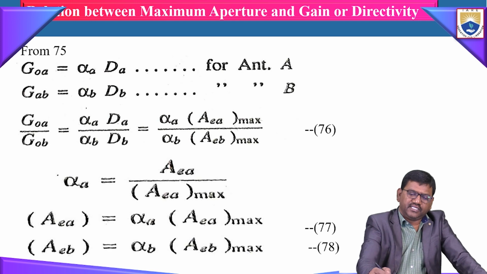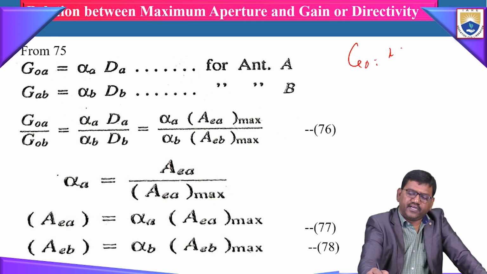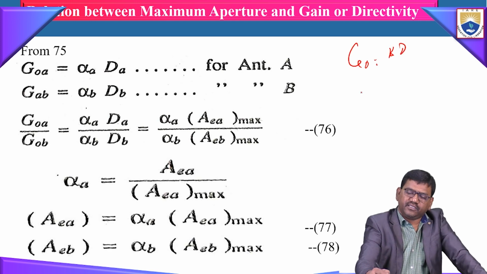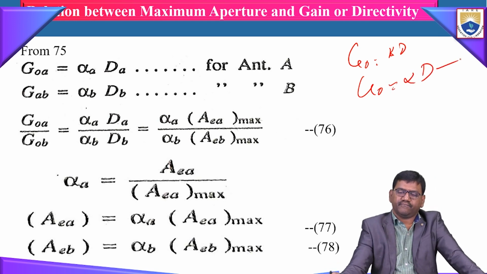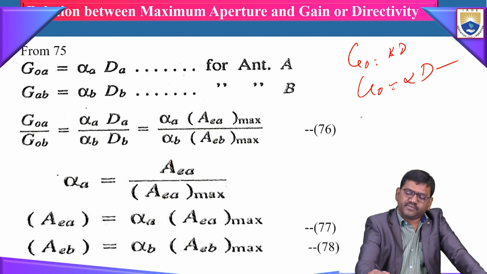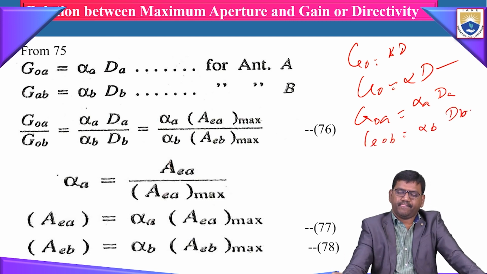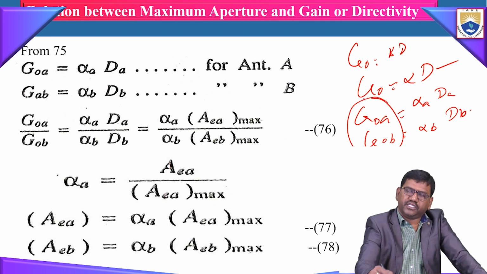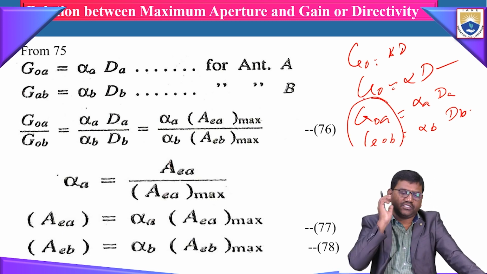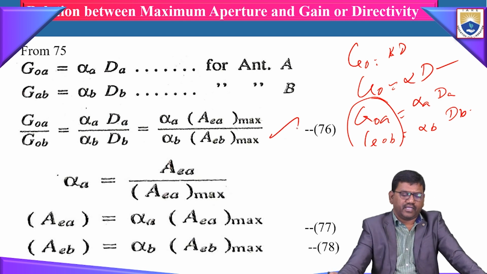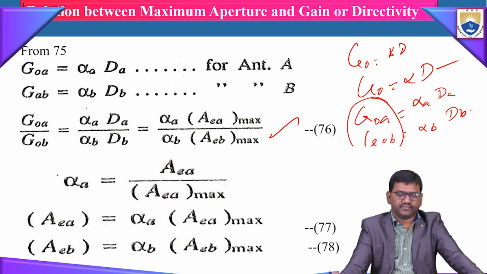Now we know that there is a relationship G0 is equal to KD. Based upon this, we can modify it as G0 is equal to alpha D, where alpha is the effectiveness ratio. Here, as specifications, we can write G0A is equal to alpha A into DA. Similarly, G0B is equal to alpha B into DB. Now let us find out these two ratios. You will get alpha A DA by alpha B DB.